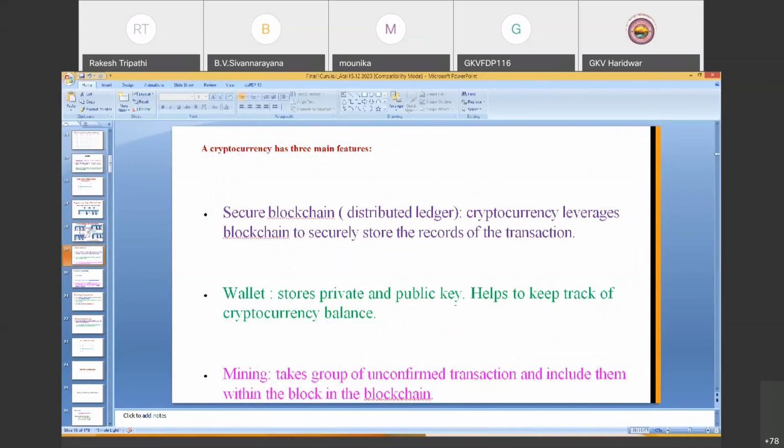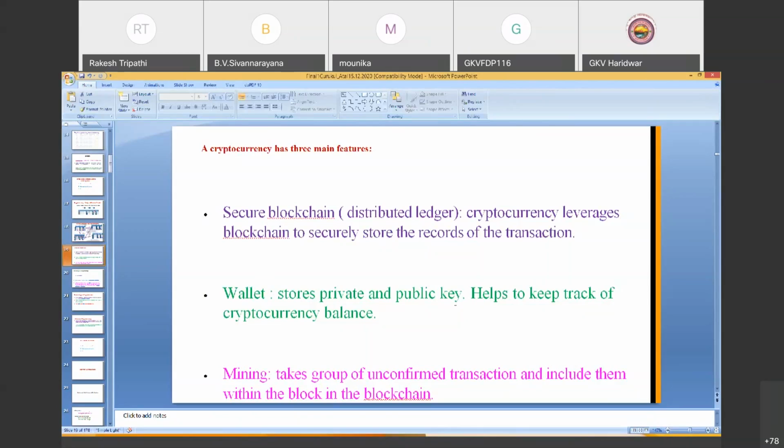A wallet is something that keeps your private key and public key. In any public key cryptographic system, we have a pair of keys: a private key and a public key. Using the private key, we can get the public key, so they come in a pair. If I encrypt with the private key, I can decrypt with the public key.